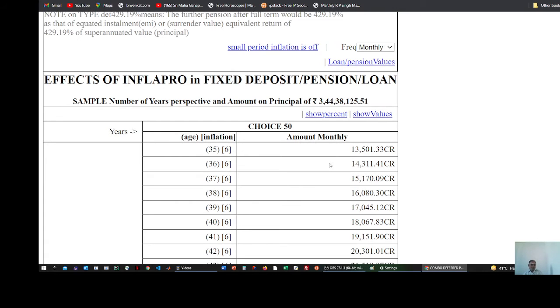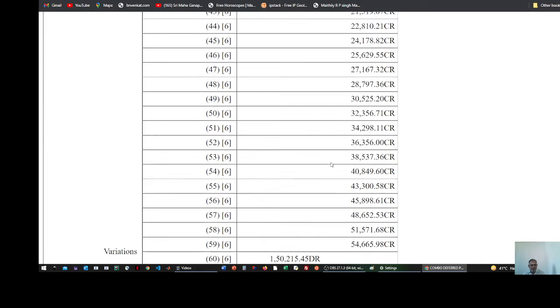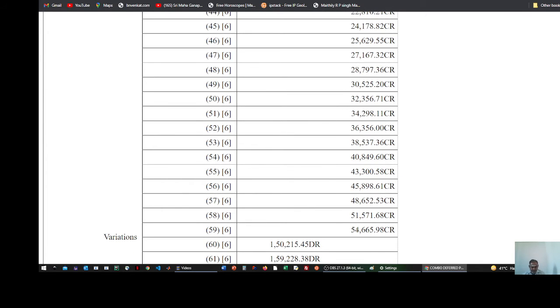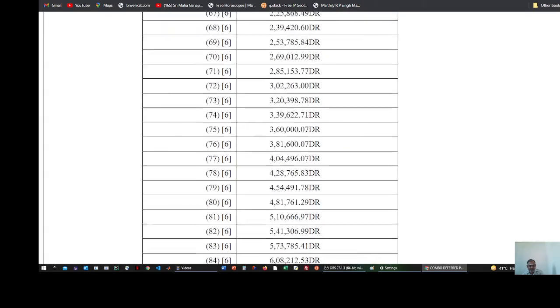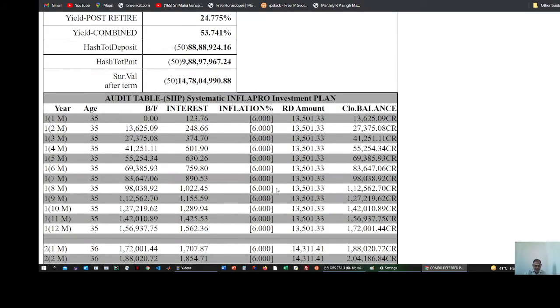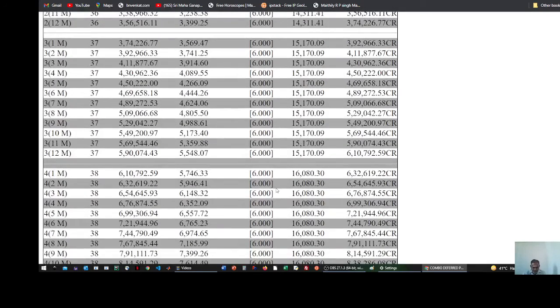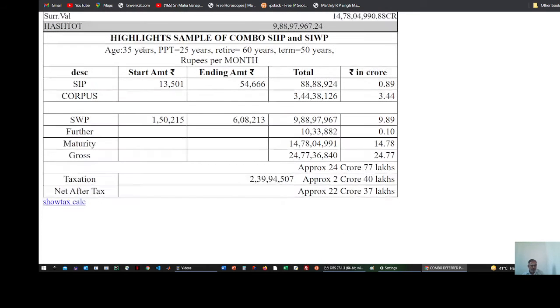This is now starting with 13,501 and so on, and by the age of 59 the investment value will be 54,000 rupees per month, and the return in the 60th year onwards will be 1.5 lakhs and above, with a 6% increase every year and so on. Let us see the summary, because it's a monthly figure. Calculations are very long. Let us go to the bottom and come to the highlights.